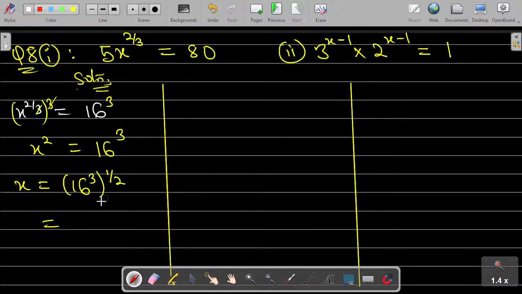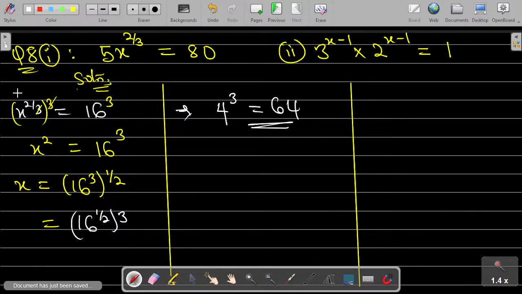Remember, you can interchange this. I can actually write it as 16 raised to the power of 1 over 2, or raised to the power of 3. And why did we do that? Because 16 to the power of half, which is the square root, can be gotten easily, which is 4, and 4 to the power of 3 gives us 64 as the solution. Okay, so let's look at the second part.